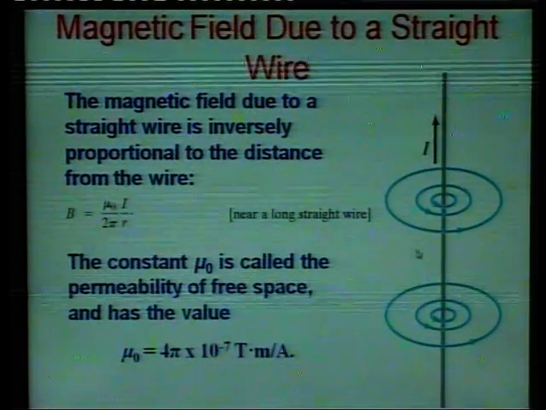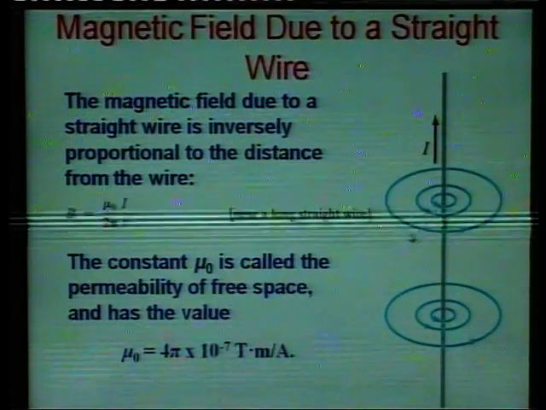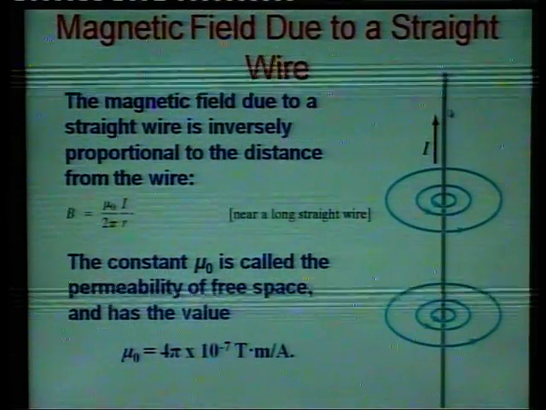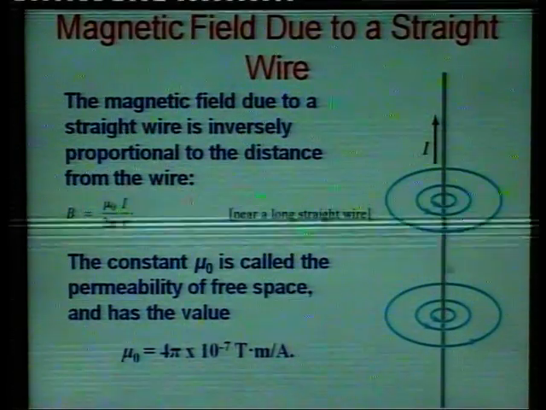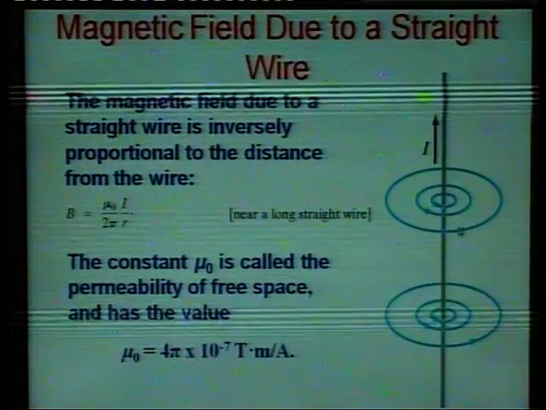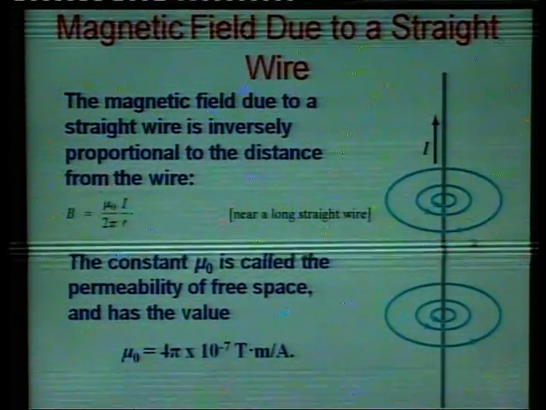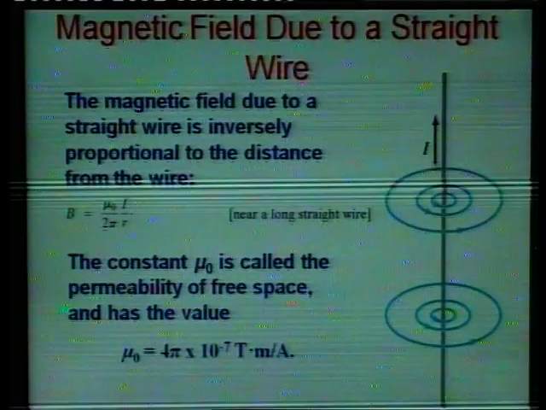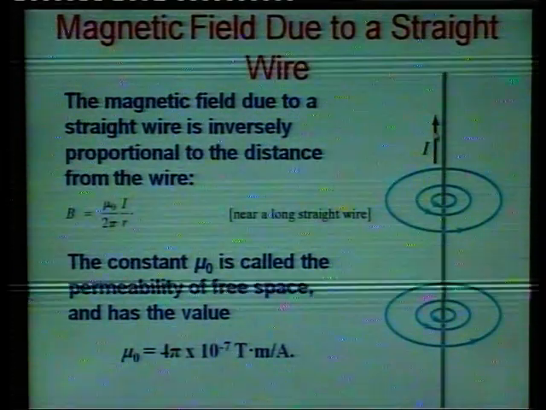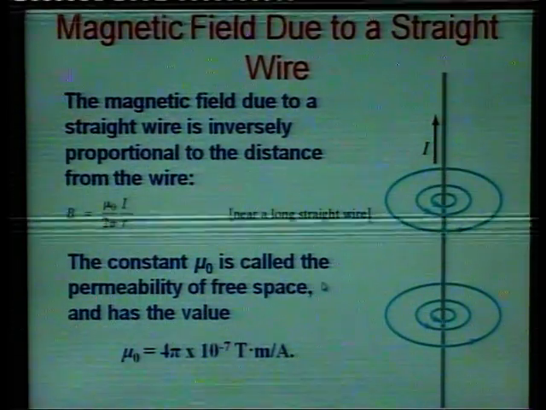The direction of this magnetic field can be determined with the help of the right hand thumb rule. The thumb points in the direction of current, and the curling of the fingers gives the direction of the magnetic lines of force. So in this figure, the direction of magnetic lines of force is anti-clockwise, and the current is moving in this direction, which is shown here.